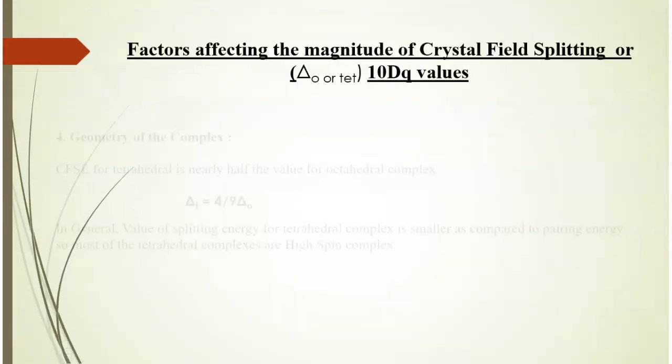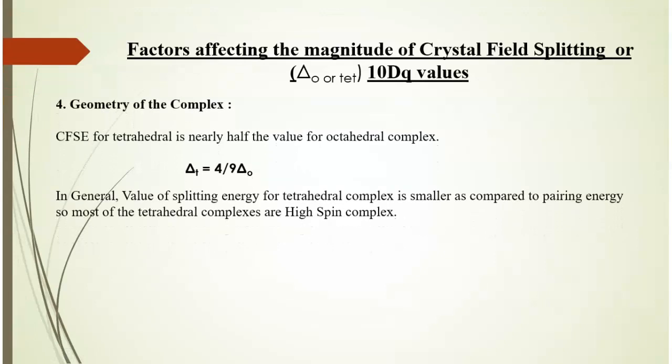Talking about the next point, that is the geometry of the complex, the last factor. We have already discussed in previous videos that crystal field splitting for tetrahedral is nearly half the value of octahedral. Why is it so? Because splitting in octahedral is to a greater extent as compared to CFSE for tetrahedral. Why? Because the coordination number for tetrahedral is lower. Octahedral has coordination number 6 and tetrahedral has coordination number 4, which is why the splitting is also lower in case of coordination number 4.